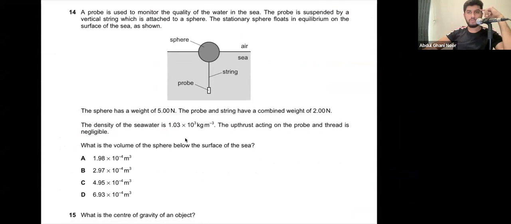Question 14 says a probe is used to monitor the quality of water in the sea. The probe is suspended by a vertical string which is attached to a sphere. The stationary sphere floats in equilibrium on the surface of the sea as shown. The sphere has a weight of 5 newtons. The probe and the string have a combined weight of 2 newtons. So total downwards weight जो हो गया हमारे पास सबका मिला के total downward weight हो गया 7 newtons.